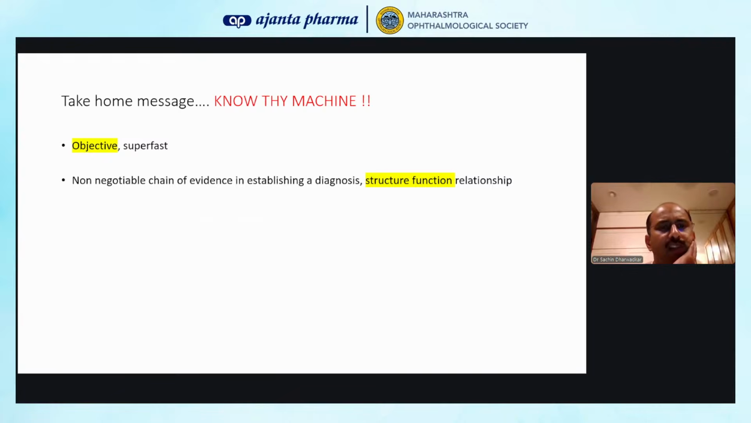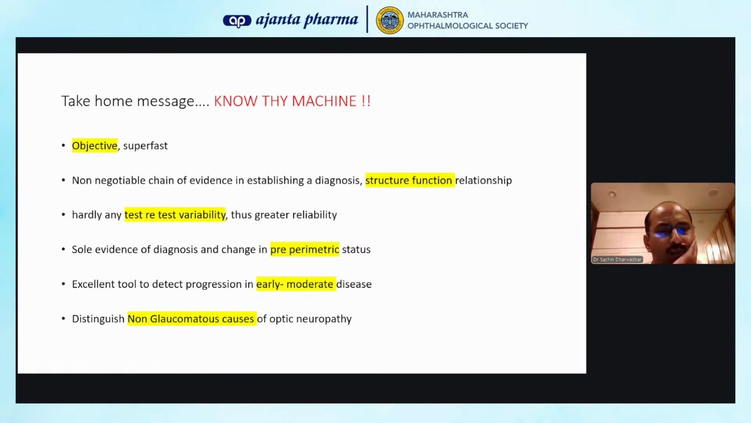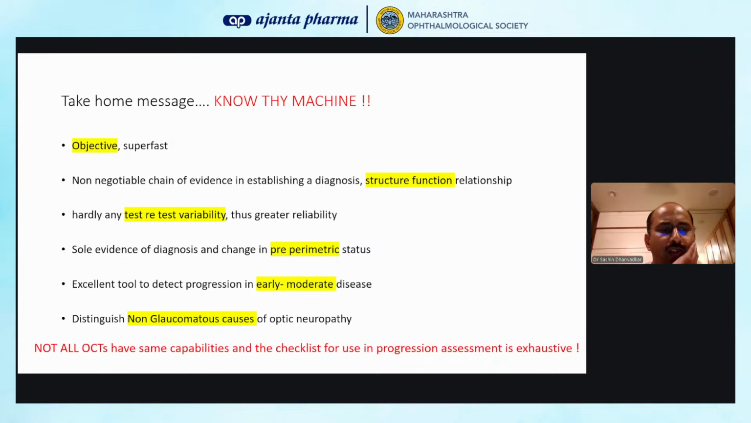OCT is a very objective and super fast technology, a non-negotiable chain of evidence in establishing diagnosis of structure and function, as you have already established with so many examples. You have hardly any test-retest variability in good hands, thus greater reliability, and it is the sole evidence of diagnosis and change in pre-perimetric states. It is an excellent tool to detect progression in early to moderate disease, and it can distinguish non-glaucomatous causes of optic neuropathy in a way which could not be diagnosed earlier. Not all OCTs have the same capabilities, and the checklist for use in progression assessment is very exhaustive.